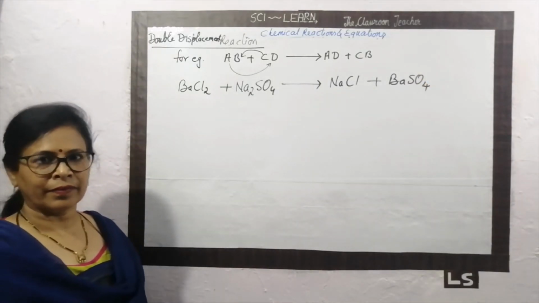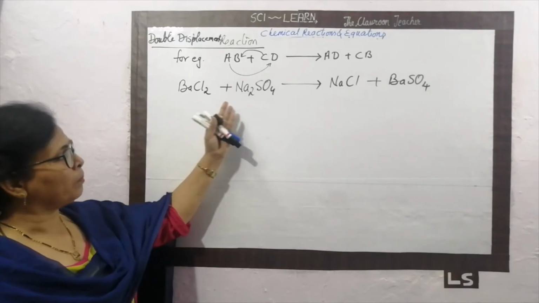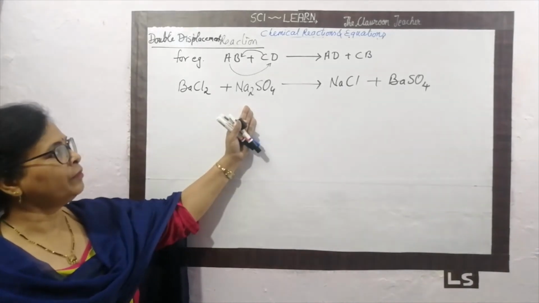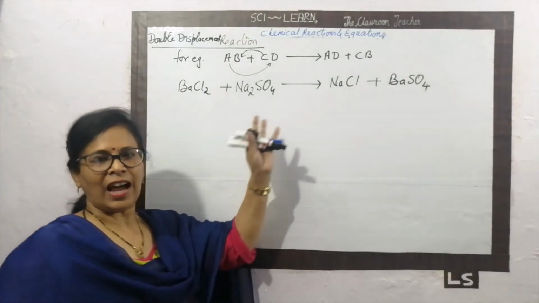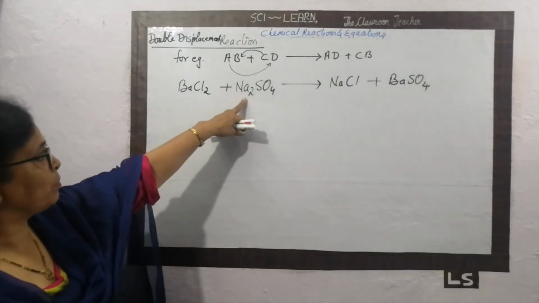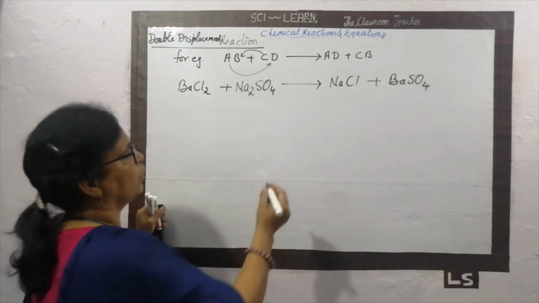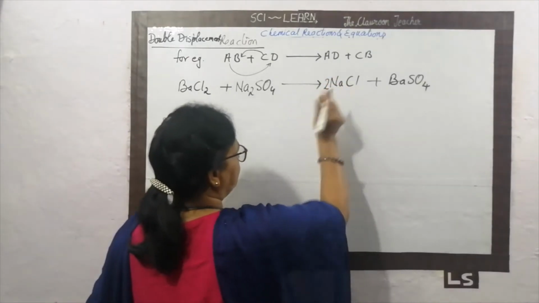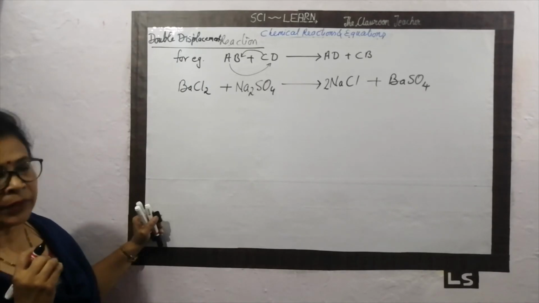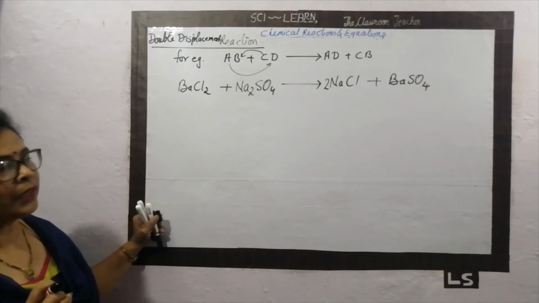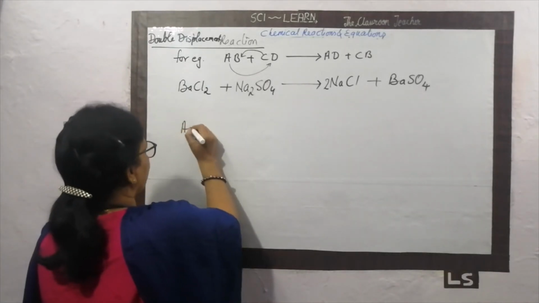So what happened? This BaCl2 combines with sodium sulfate, then we get sodium chloride and barium sulfate. Here we have to balance the equation because sodium is 2 here, chlorine is 2 here. So we must put 1, 2. Now this is the balanced reaction. This type of reaction must move towards one more reaction.